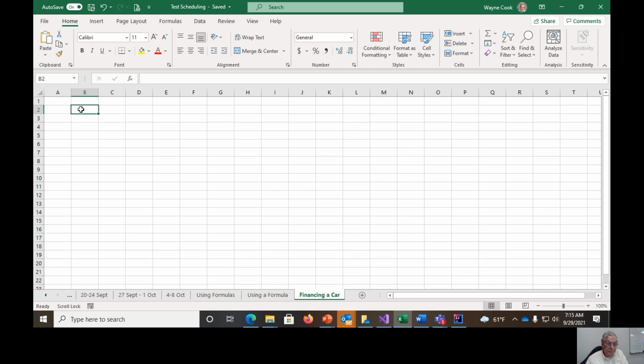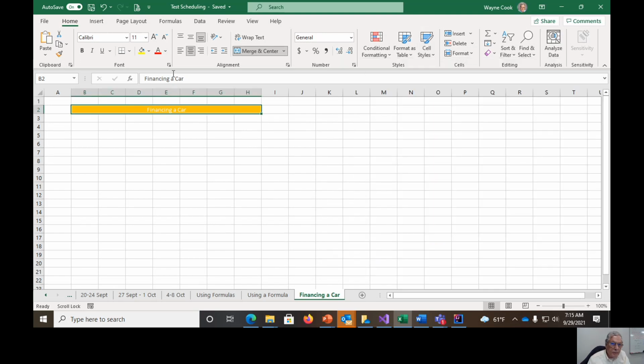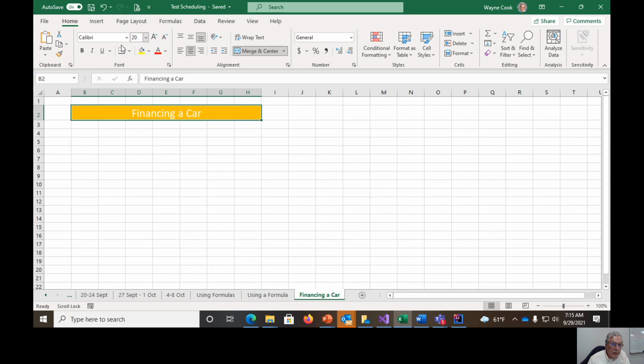First of all, we start with a blank form, and then why don't you just say financing a car. And we'll just go ahead and merge and center. Cross that, cell style. Why don't we just go ahead and do something a little bit different. Then I'm going to make labels.